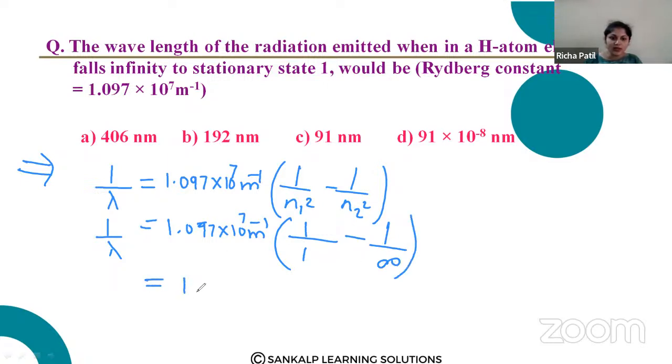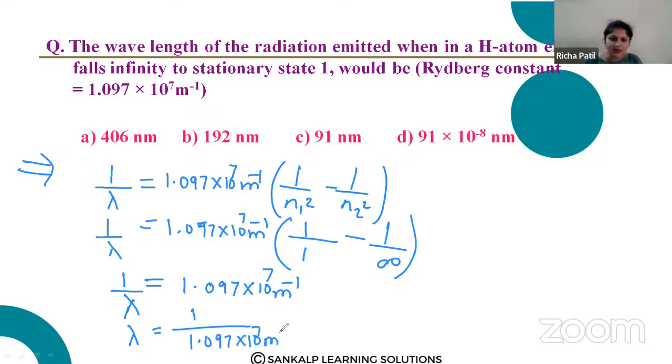So 1 by lambda is 1.097 into 10 raised to 7 per meter. Now you have to find the wavelength here, right? So wavelength is equal to 1 divided by 1.097 into 10 raised to 7 per meter. After calculating this, your answer comes to 9.1 into 10 raised to minus 8 meters.